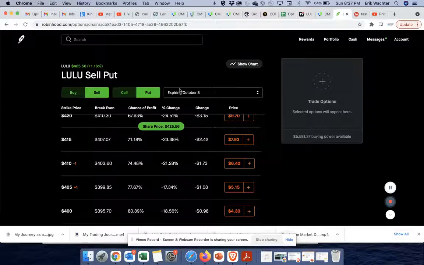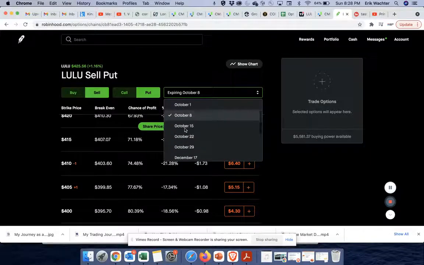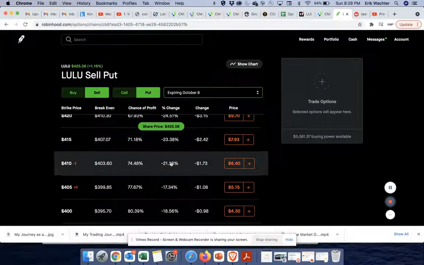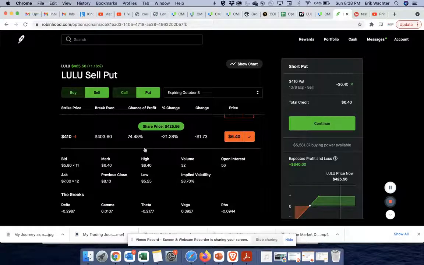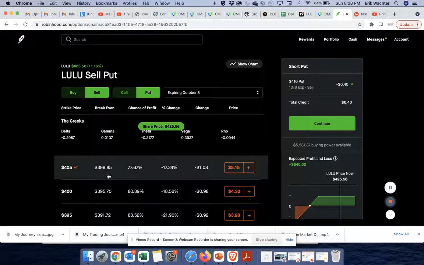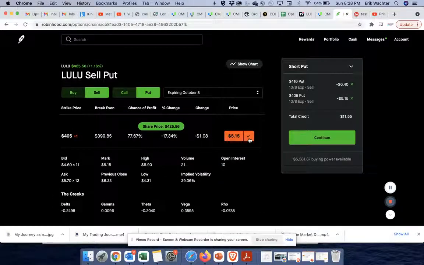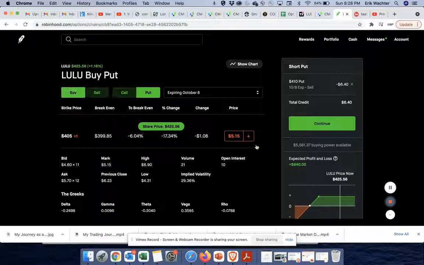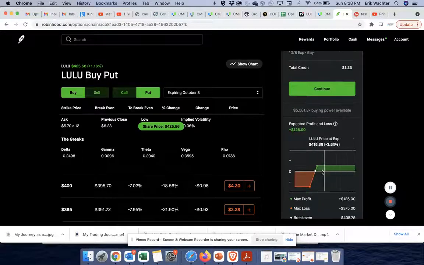So if we go to the options chain, we're going to pick 30 days from it was about September 10th, so October 8th is about 30 days from that. So we're going to sell the 410. You can see the delta here is 30. And then we want to buy behind that, the 25 delta. I hit sell. So that's what it's going to be. It's a $1.25 credit. I received a $1.20 credit.